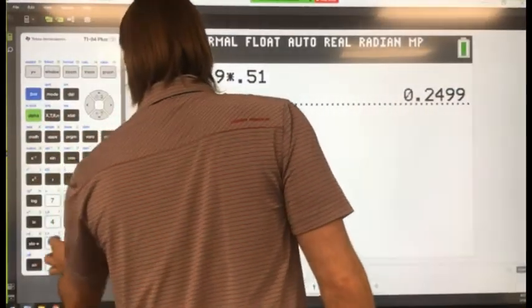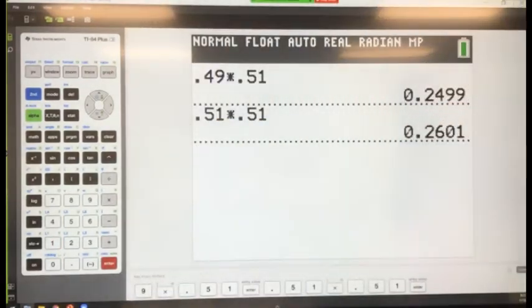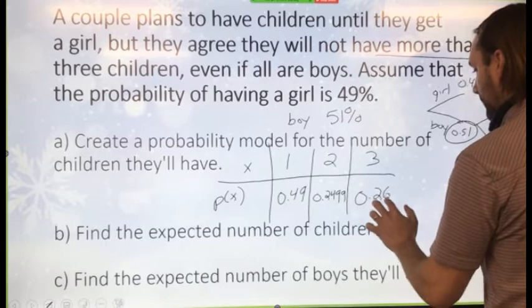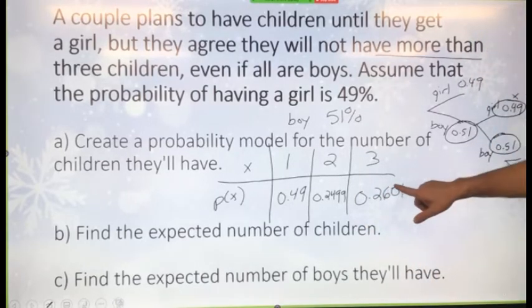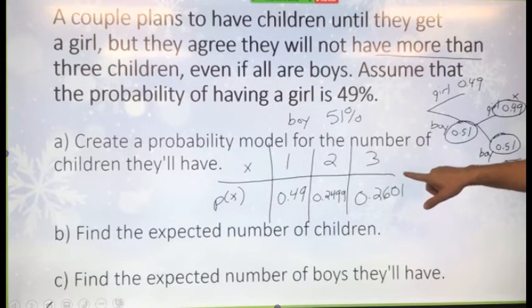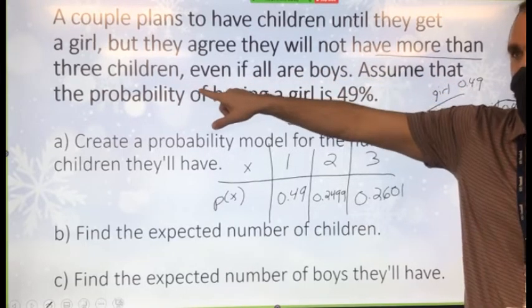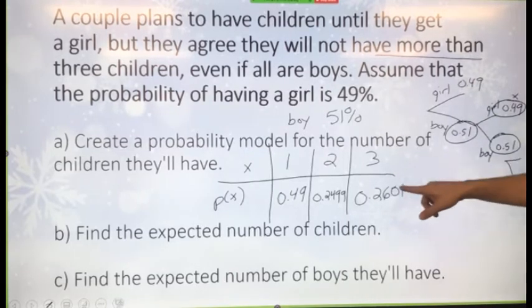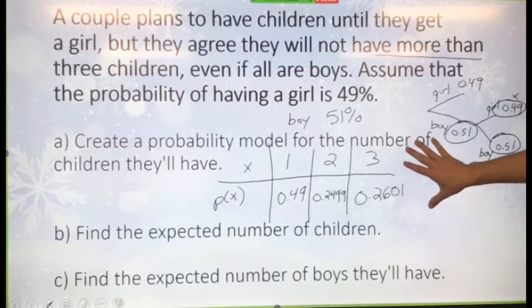0.51 times 0.51 is 0.2601. This is the tricky part because I know you probably want to also multiply a girl, but it really doesn't matter the third child because they stopped at 3 children. I just know the scenario to get there was a boy, boy. So that's what we're multiplying. So here's our probability model.